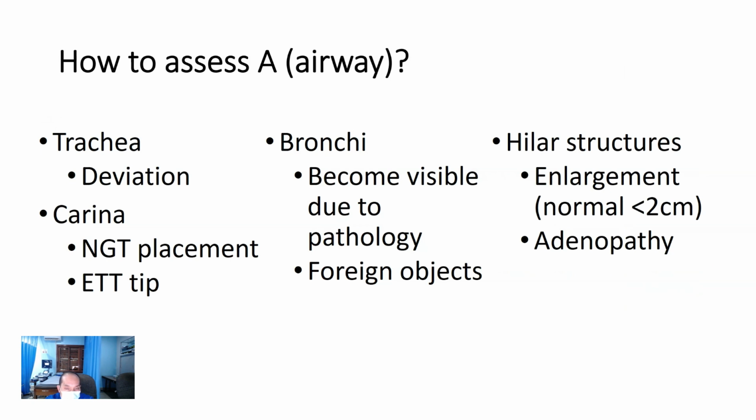After that, we have to assess the airway. For the airway, we have three points that we have to look for. The first one is the trachea. Is there any deviation of the trachea? For the carina, we usually look for the tip of the endotracheal tube and the tube position. Bronchi, we look for any foreign body or air bronchogram. And hilar structures, we have to measure the size. Is there any suspicion for adenopathy or not?